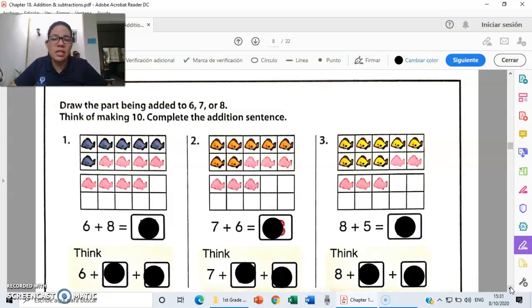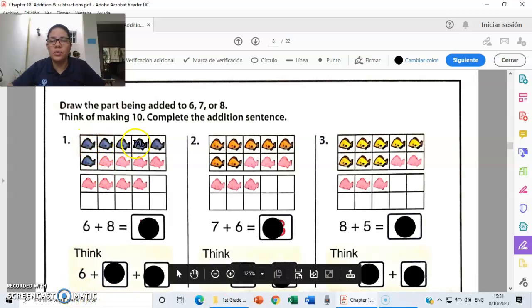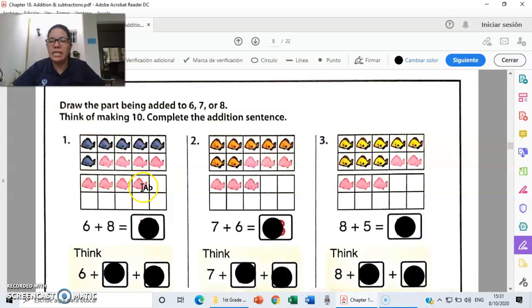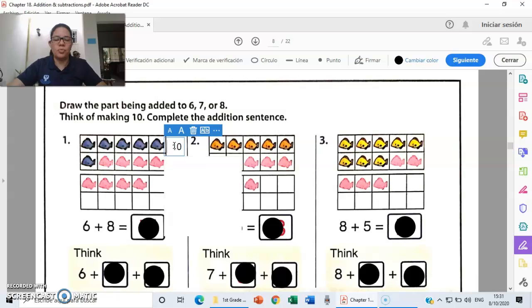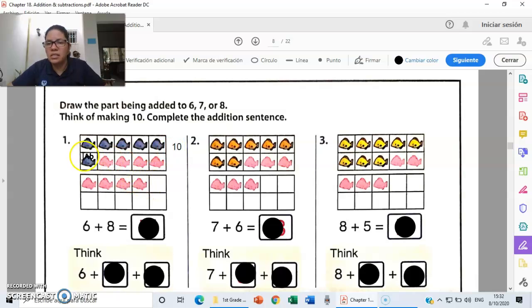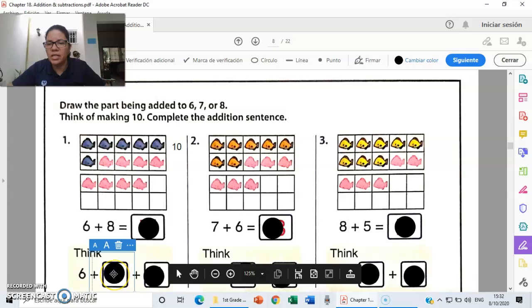That's a good way of doing it. Okay, so this exercise is just the same. We're going to draw a part being added to 6, 7, or 8, thinking of making a group of 10, then complete the addition sentence. So here you have 6. So you start writing 1, 2, 3, 4, 5, 6, and then you add number 8. 1, 2, 3, 4, 5, 6, 7, 8. Okay, so again, you form a group of 10. It's 6 blue, and how many reds? 4 red. And here you got a group of 4.